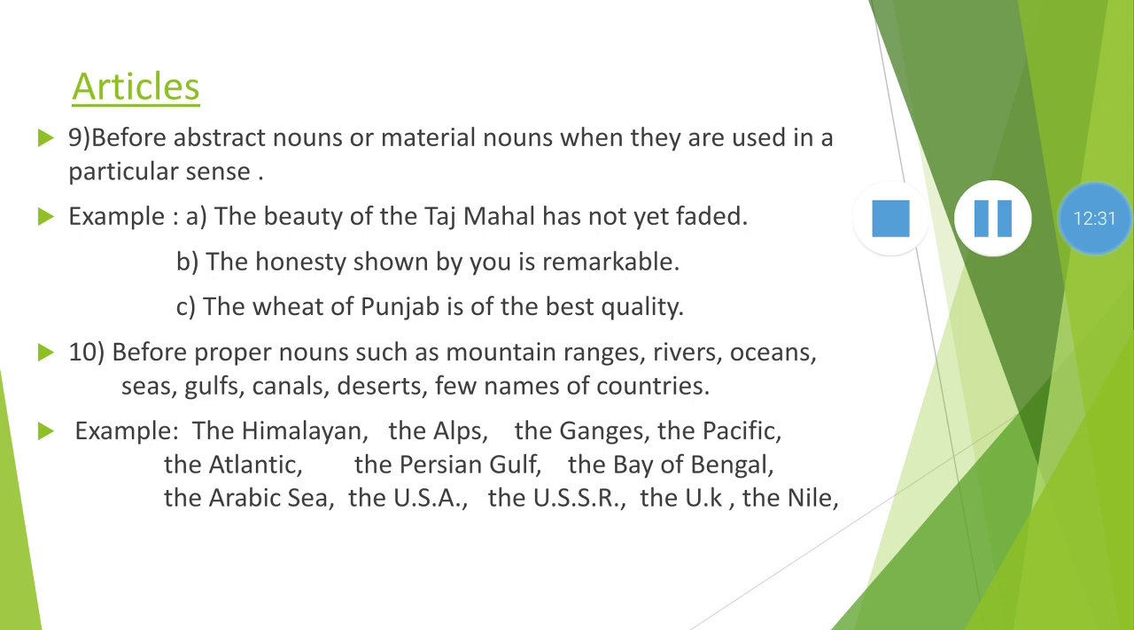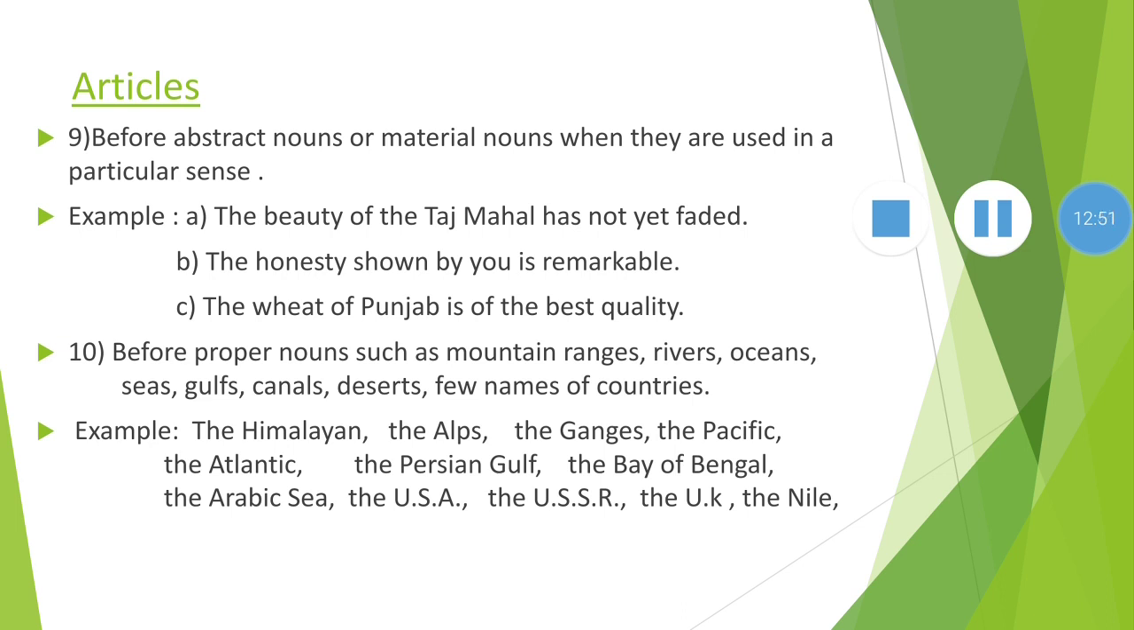The honesty shown by you is remarkable. Honesty is also an abstract noun. Here it shows that it is comparing the quality of a particular person, that is remarkable. So we use the article before the honesty.